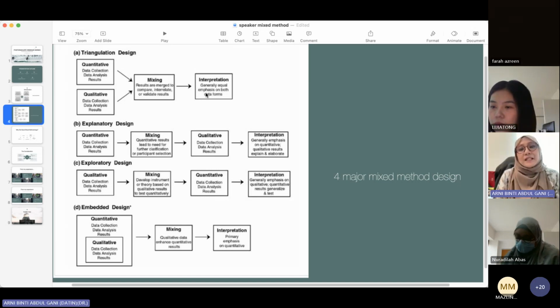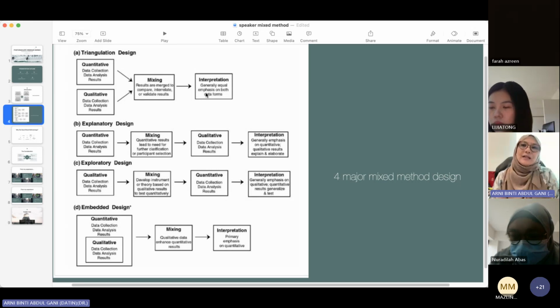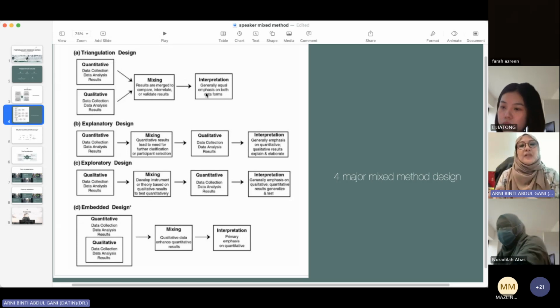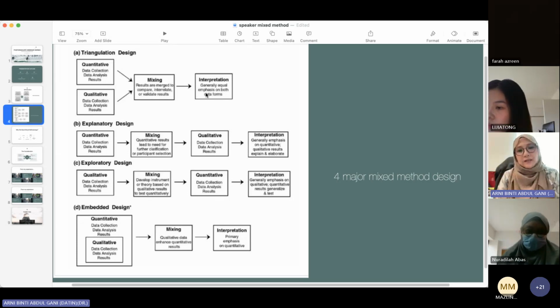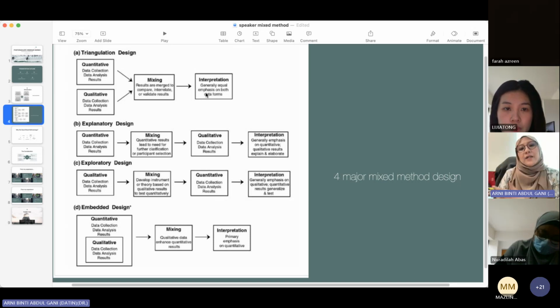All right. Then we have explanatory design. Explanatory design is where you begin with a quantitative data collection. So you start with quantitative, you analyze, you come with the results. Then we come to the point where you mix or you integrate. The quantitative results lead to another where you need a further clarification from what you have from quantitative results. Then this further clarification is where you begin your qualitative phase. So you will do your data collection qualitatively, analysis and results, and you're going to interpret again, meaning at the end of your study or your research, and you're going to interpret.